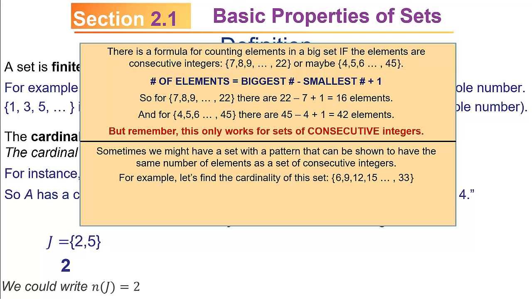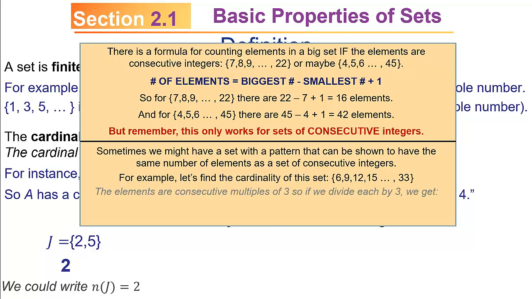For example, if I ask you to find the cardinality of the set 6, 9, 12, 15, all the way to 33, those are all multiples of 3. 6, 9, 12, 15, they're all divisible by 3, so those are all multiples of 3, all the way to 33. Those aren't consecutive, so you'd say, well, you can't use that formula above because they're not consecutive. And that's true enough. But if the numbers have a certain pattern, you might be able to associate that set with another set that is consecutive that has the same number of elements.